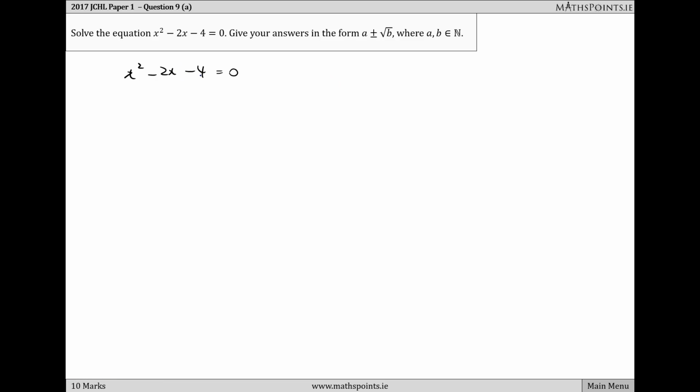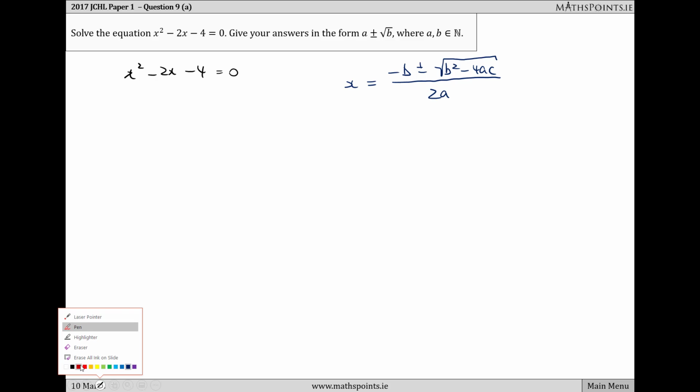If we want the solutions to a quadratic equation, the quadratic formula, or the minus b formula, says that x is equal to minus b plus or minus the square root of b squared minus 4ac, all over 2 times a. What we need to do is find the values a, b, and c so that we can sub them into this formula.